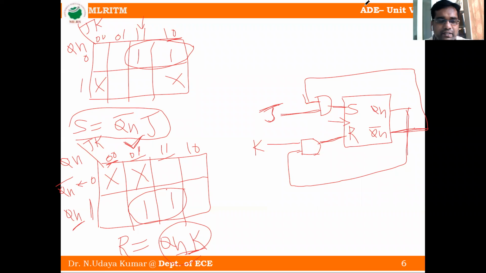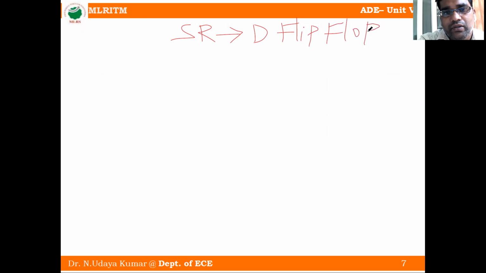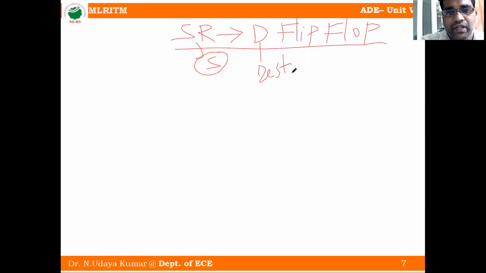Now we will see some other conversion, for example SR to D flip-flop. How do we convert SR to D? SR is the source flip-flop, and D is the destination flip-flop.